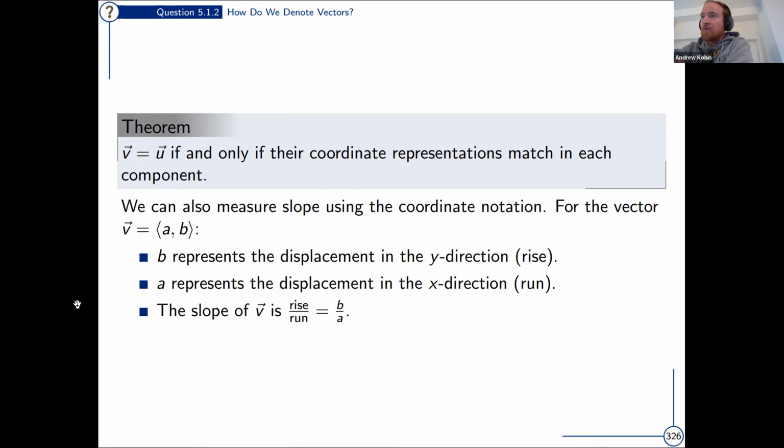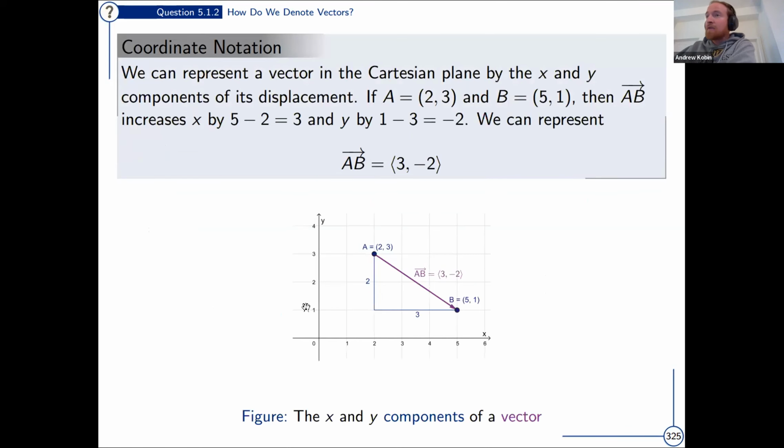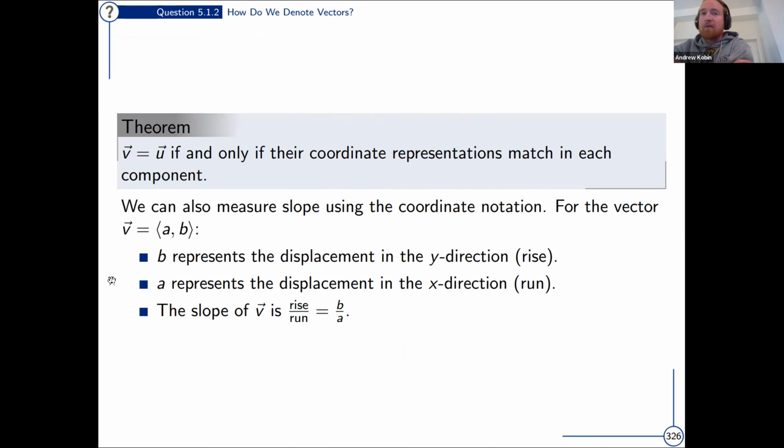One thing that I haven't said yet that we can do is from the coordinate representation, we can compute the length of the vector. And that's essentially by doing the Pythagorean theorem on this triangle. We'll practice with this in a moment. But another thing that we can do is we can compute slope. And by knowing slope, we can understand the direction of a vector.